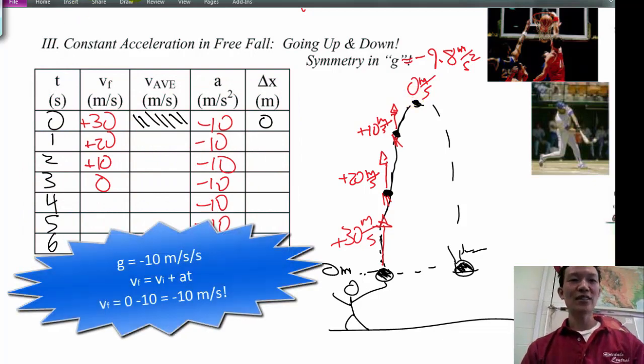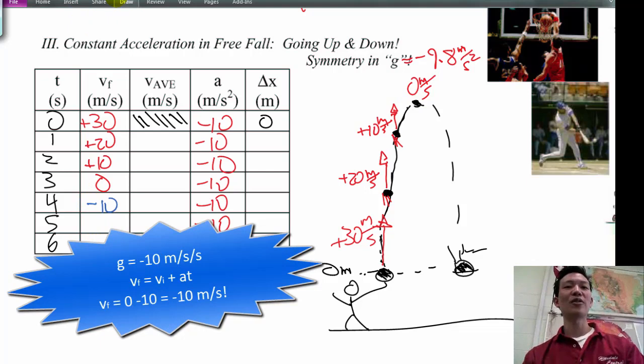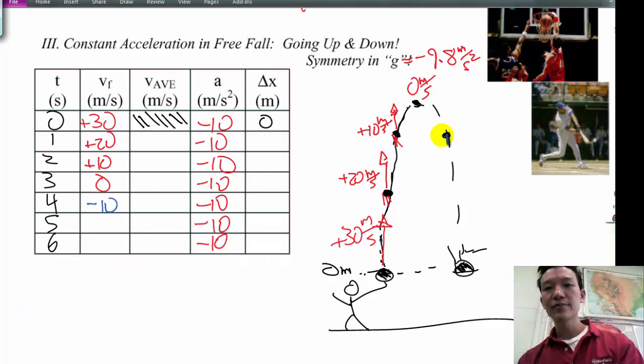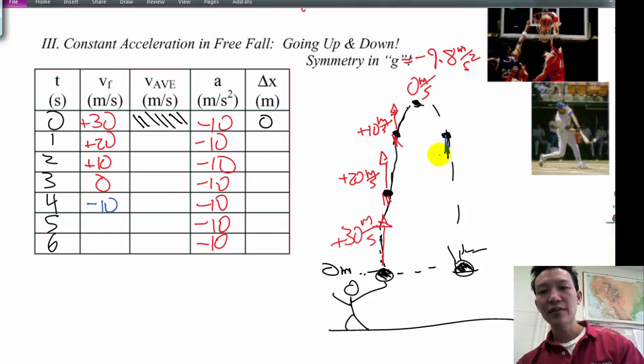Negative 10? What? Are you crazy? Negative. Good job. What does that mean? The ball is on its way what? Down. You are not crazy. Negative just means down. Again, is that important?